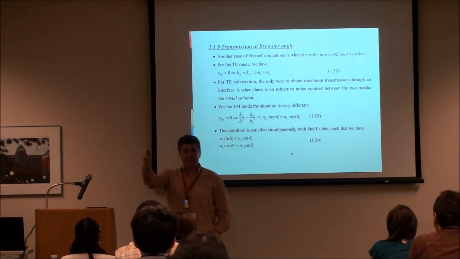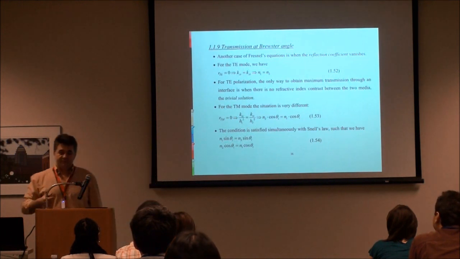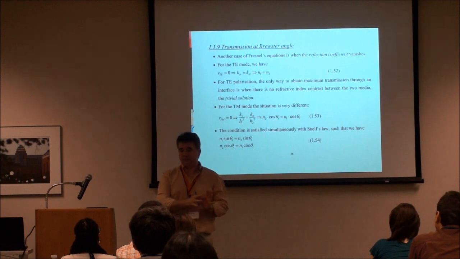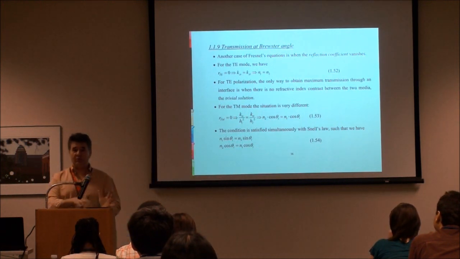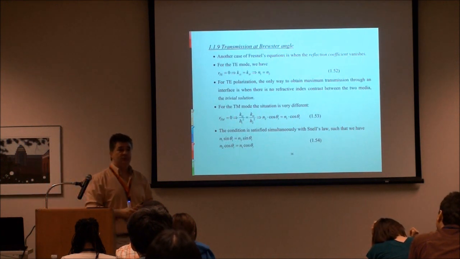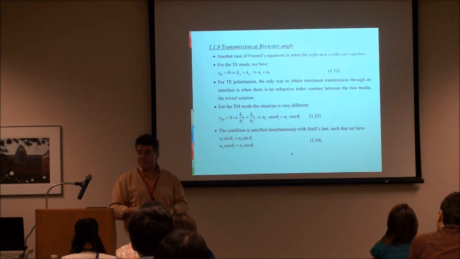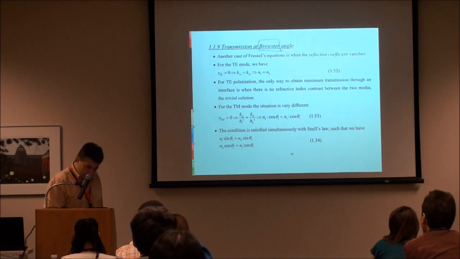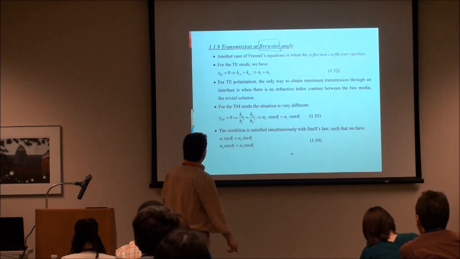We have the opposite case. We talked about maximum reflection, no transmission. How about the opposite way? Can we have maximum transmission, no reflection? The answer is yes. That is called Brewster transmission, or transmission at Brewster angle. Let's see how it works.